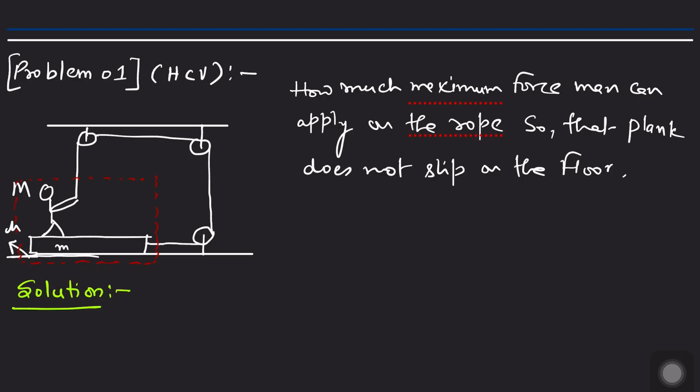If I take this part out, I'll make it separately here so that it would be easy for analyzing this. On this man, a tension would be acting in the upward direction. Whatever force the man applies in the downward direction, the same force the rope will apply on the man in the upward direction. I hope you understood this idea.